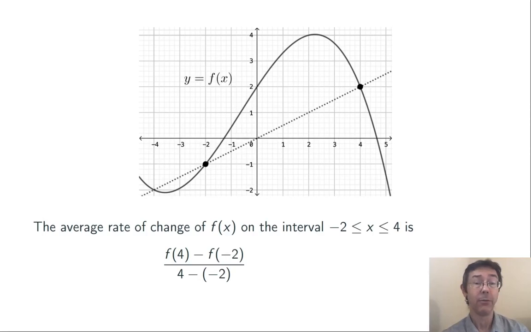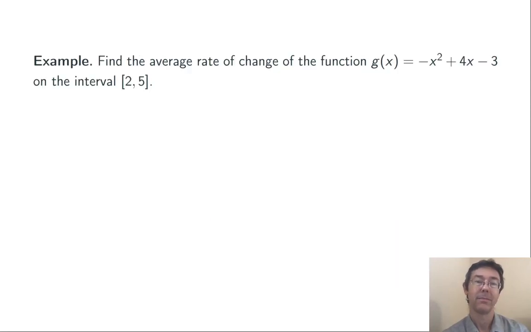Then I see that f of 4 is 2 because of the point 4, 2 on the graph. And f of -2 is -1 because at x equals -2 on this graph, y is -1. I simplify a little bit and I get 1/2. That's the average rate of change of this function over the interval -2, 4. Notice that the slope of the dotted line that I've drawn connecting those 2 points is 1/2.